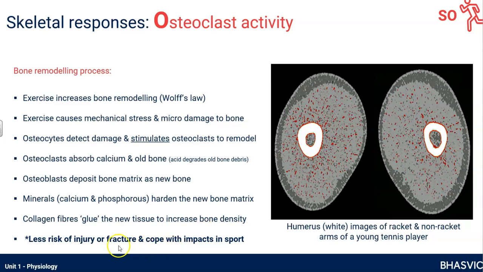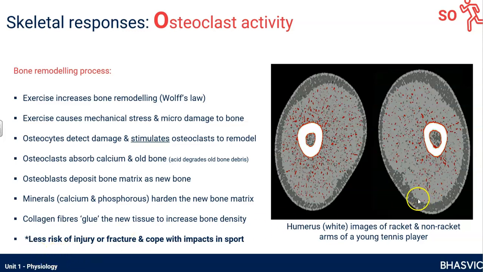And if we have that going on, our bones become more dense and we have less chance of injury, fracture, or osteoporosis, and we will be better at coping with impact sports. And you can see here, this image is of a tennis player. This is their dominant arm. So this is their humerus, their upper arm bone. And you can see that it's more dense compared to their non-racket arm. This bone gets more stress. This bone gets less stress and therefore has less remodeling and is less dense and is less strong.